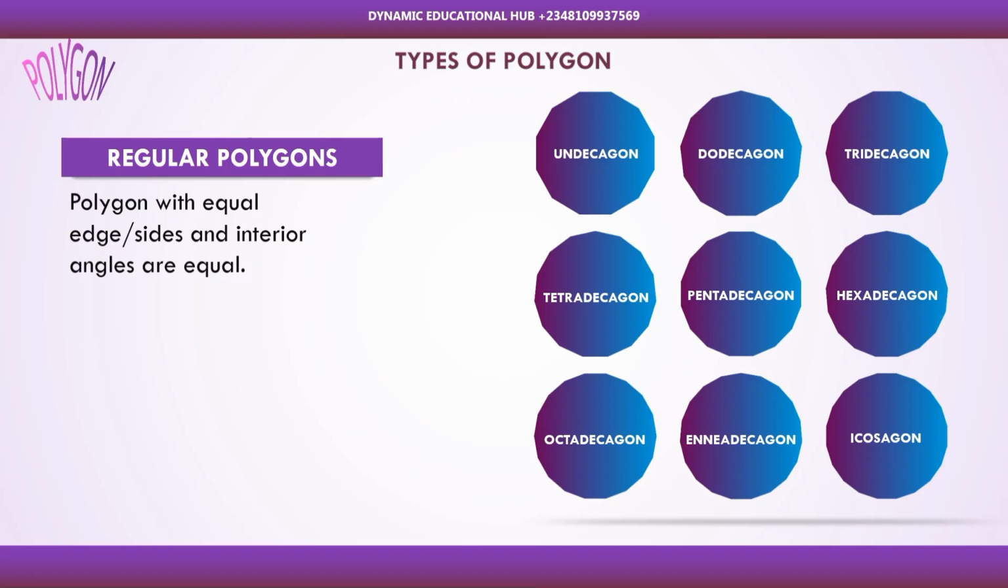Equal interior angles, equal sides. We cannot compare it with a rhombus. A rhombus is a quadrilateral that has equal sides, but the interior angles are not equal. So a rhombus is not qualified to be a regular polygon, even if it has equal sides.